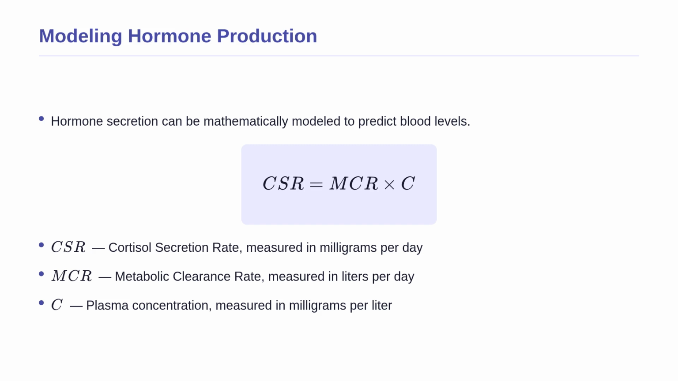MCR is the metabolic clearance rate, which is the volume of blood plasma completely cleared of cortisol per day by the liver and kidneys. Finally, C is the average plasma concentration of cortisol in the blood. If the gland secretes more hormone, the CSR increases, which forces the blood concentration C to rise if clearance remains constant.